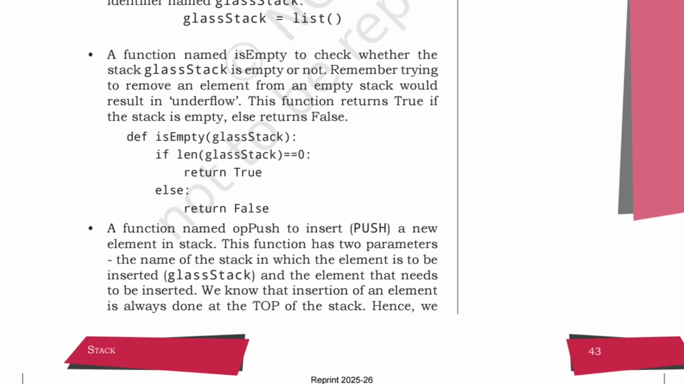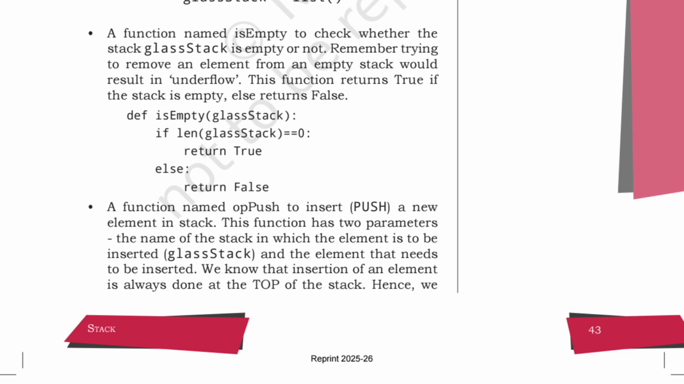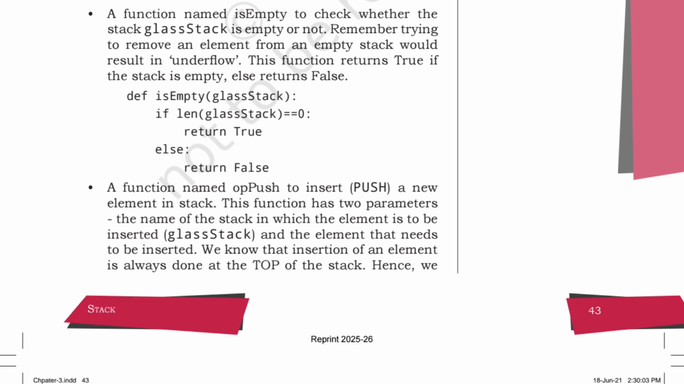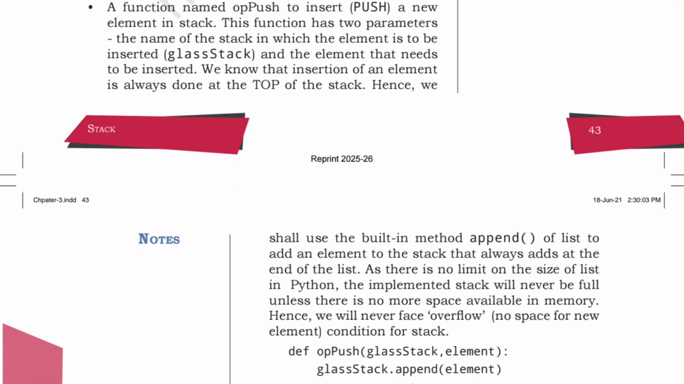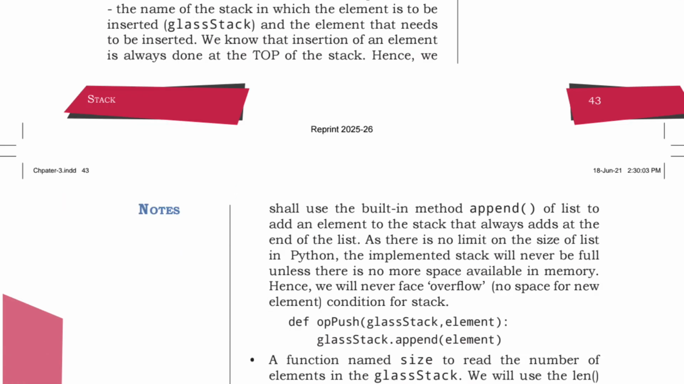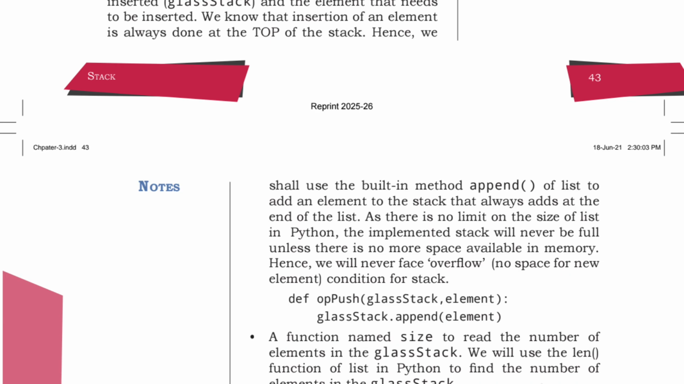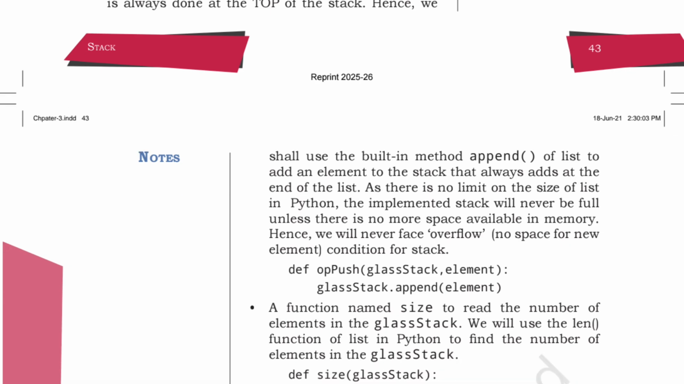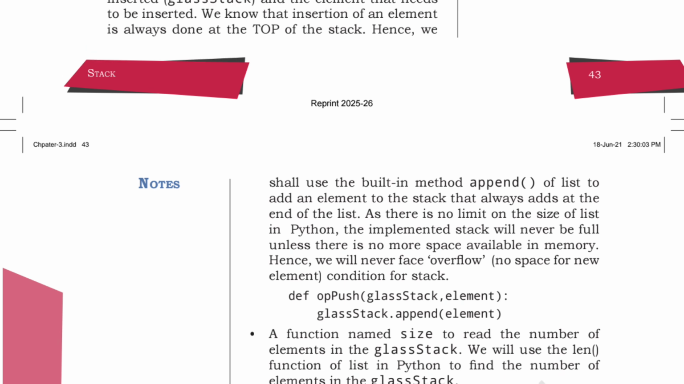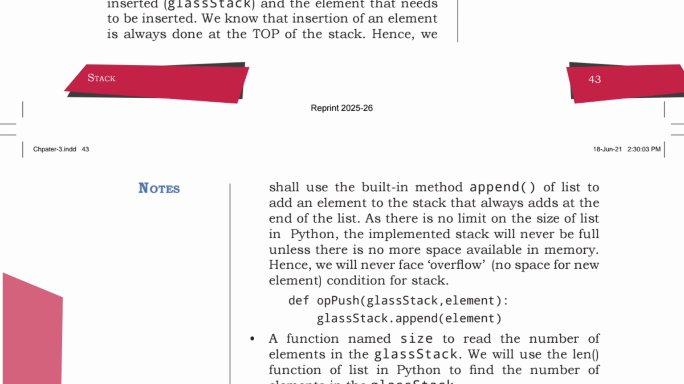Now we are inserting, the push operation. The name of the stack in which the element is to be inserted, glass stack, and the element that needs to be inserted. We know that insertion of an element is always done at the top of the stack, so we shall use the built-in method append here, and we are using the exception overflow here. So def push operation, what is it here?